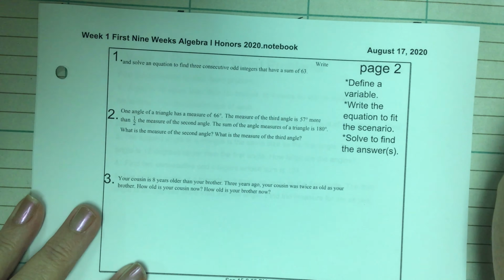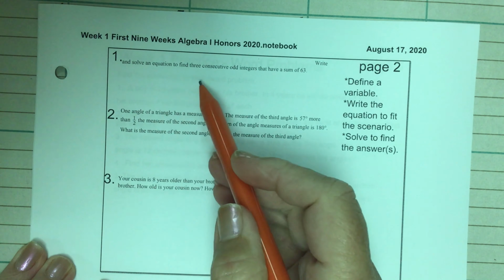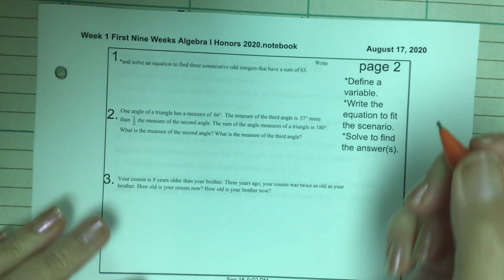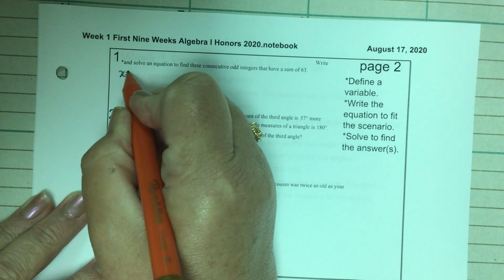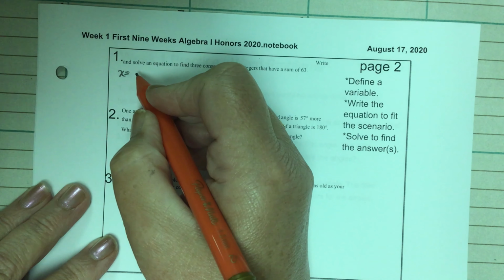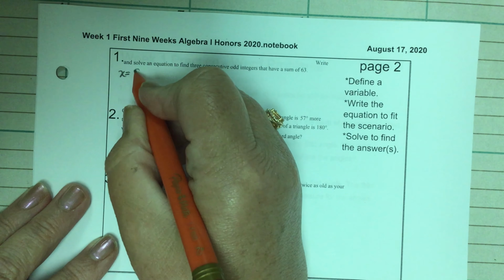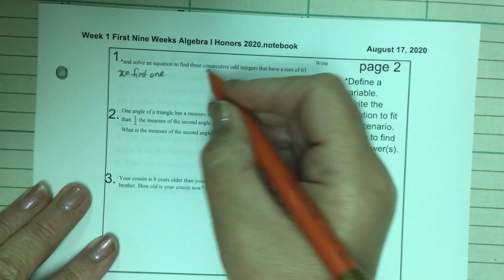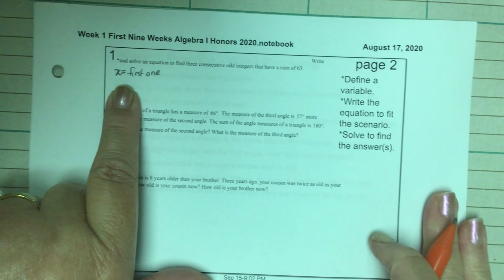It says here to write and solve an equation to find three consecutive odd integers that have a sum of 63. The first thing I want you to do is to define a variable. I like to use x. You can use y. I think a lot of times a textbook will actually use the letter n for a number. So we're going to say x is the first one.